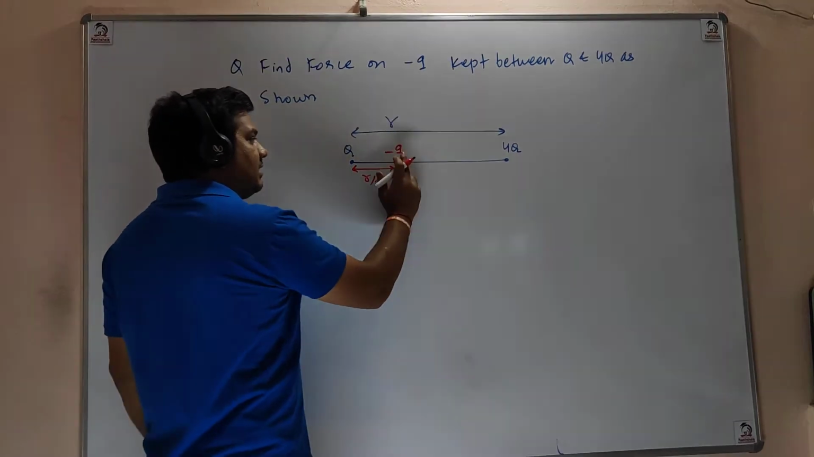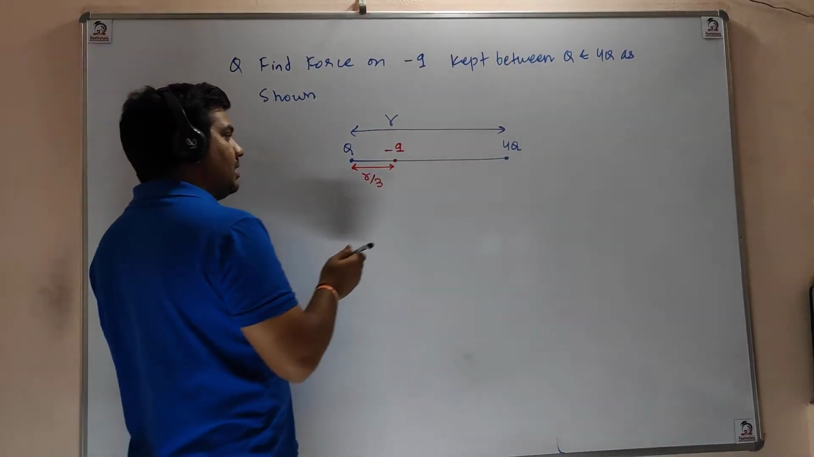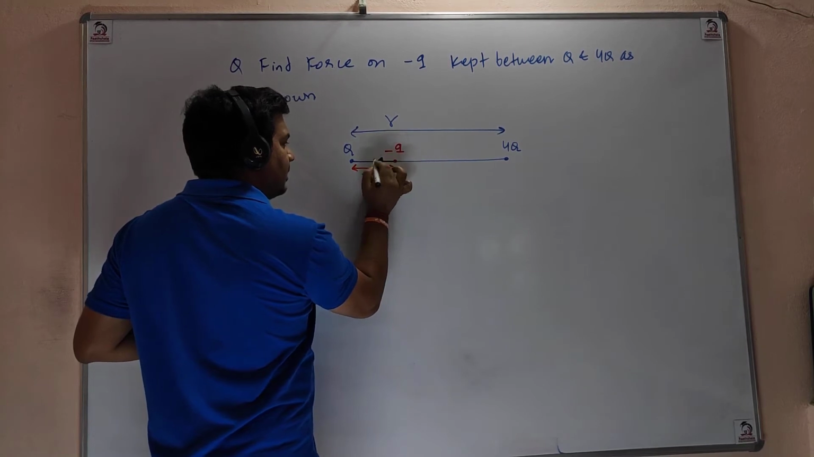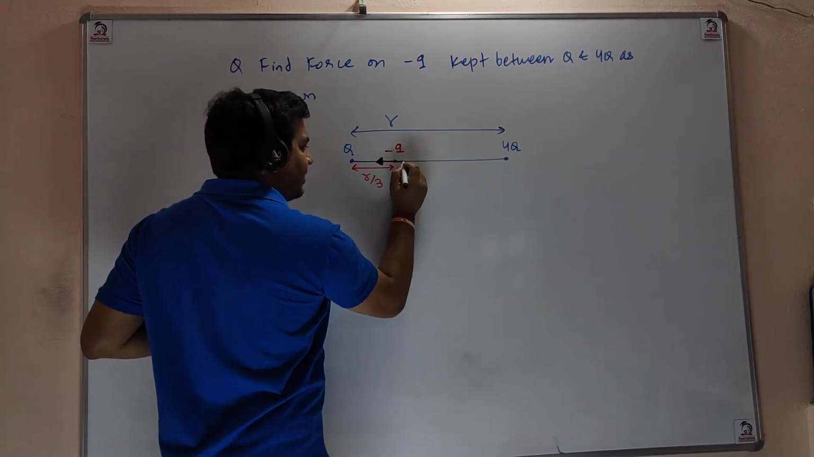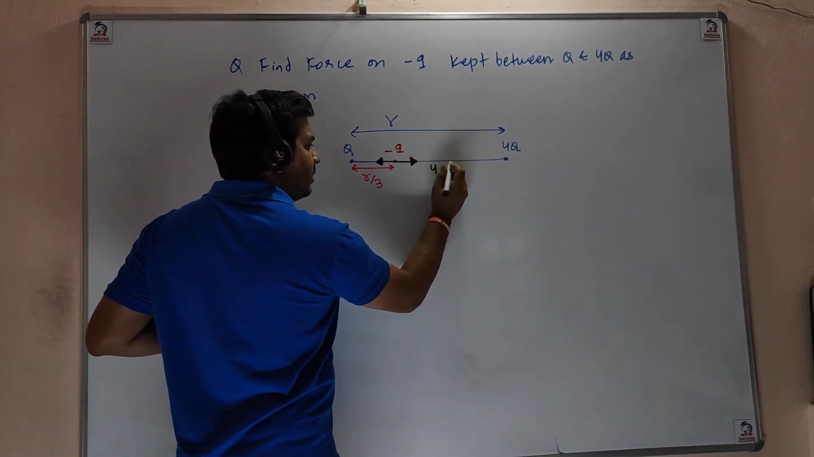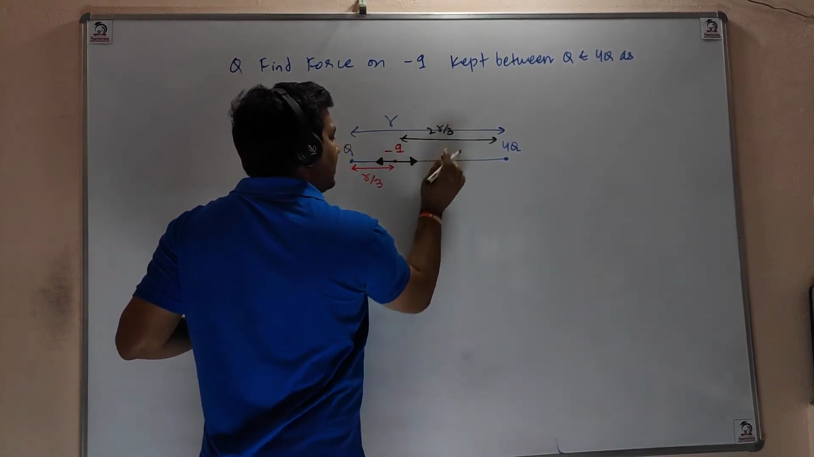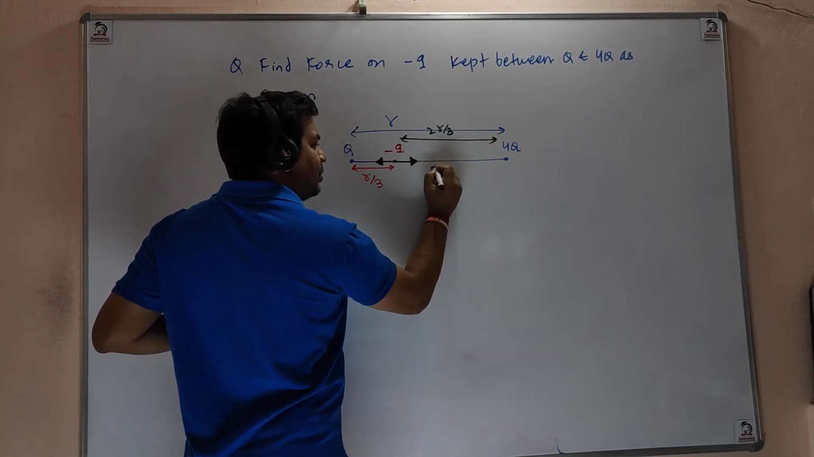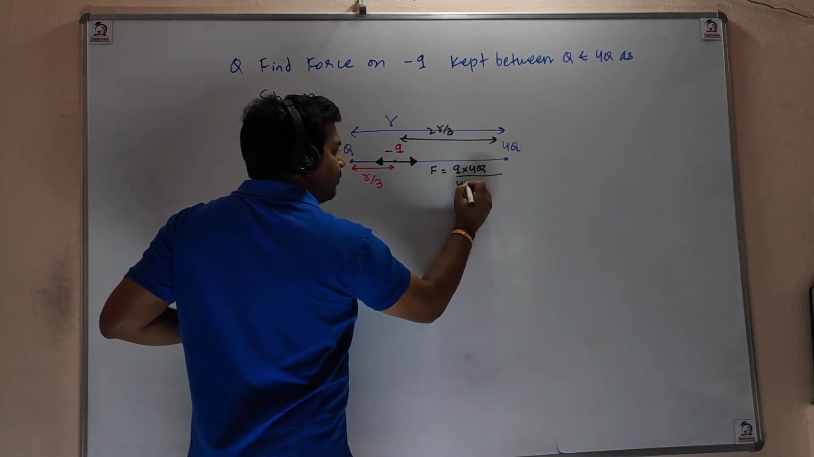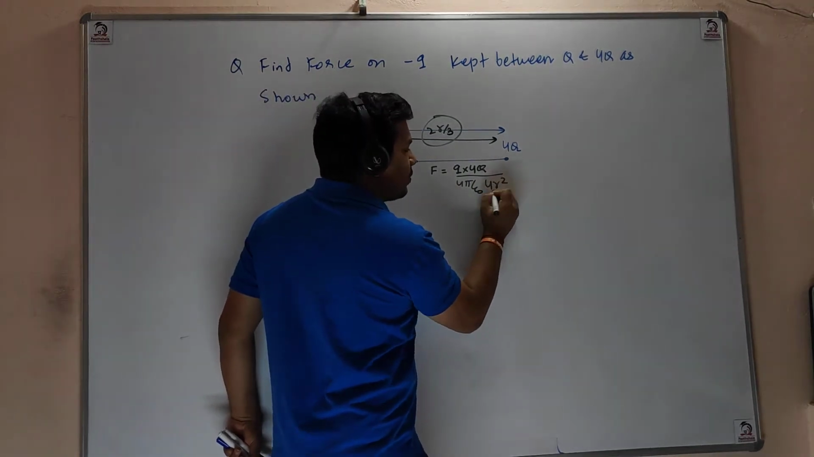Okay. Find net force on this minus Q. So this capital Q is going to attract it to the left hand side, right? And 4Q will attract it to the right hand side. So for the right hand side force, this distance is 2r by 3. The right hand side force must be Q1 Q2 divided by 4 pi epsilon naught square of distance, and the square of 2r by 3 will become 4r square by 9.